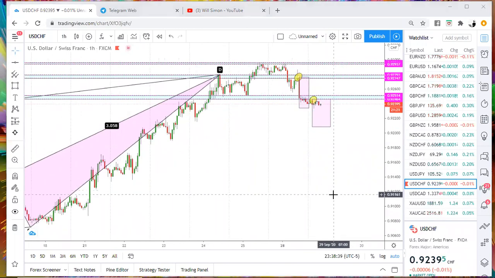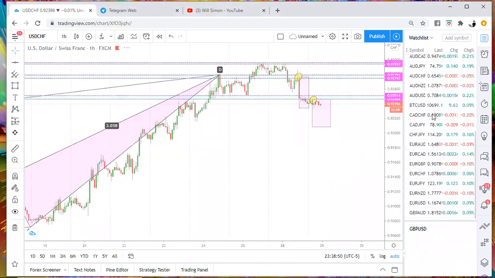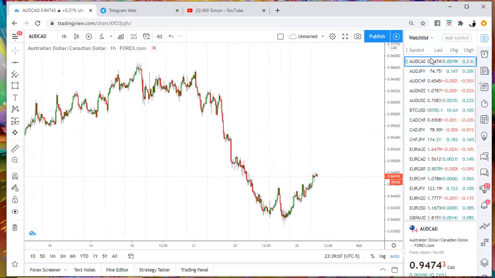Now, there were a couple other trades that I wanted to look at. But another thing you could do when you're first learning is find your trade setups. I know that was one of the questions. You can basically go through your currency pairs on your watch list here and trap price. Just get good at trapping price.